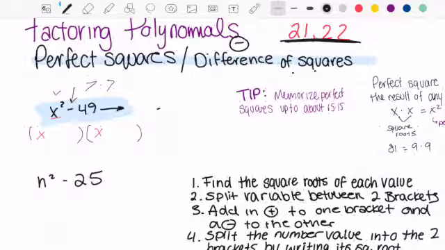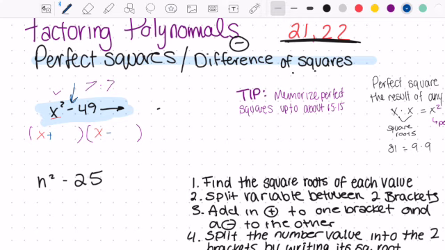Now, because of the subtraction, I'm going to put a plus in one bracket and a minus in the other bracket. This is really important. You don't want 2 negatives and you don't want 2 positives, because then it won't work out, and I'll show you why in a second. So then I'm going to have my 49 split up. I'm going to put a 7 in each bracket.